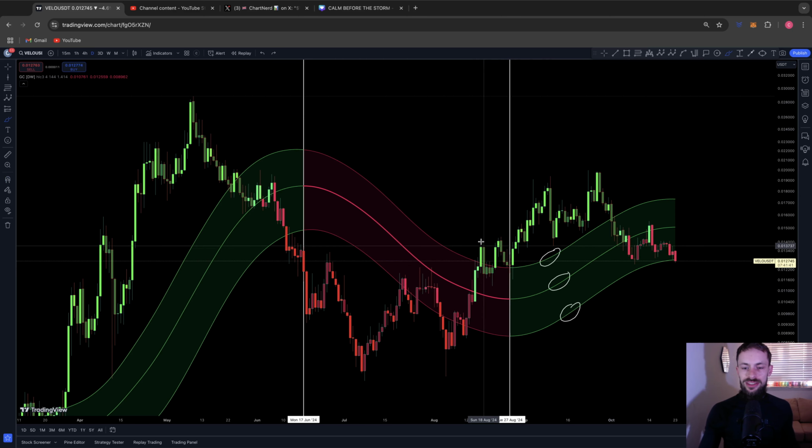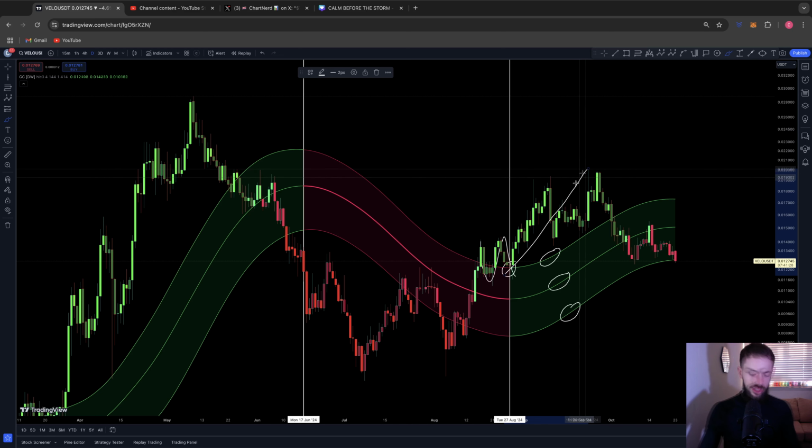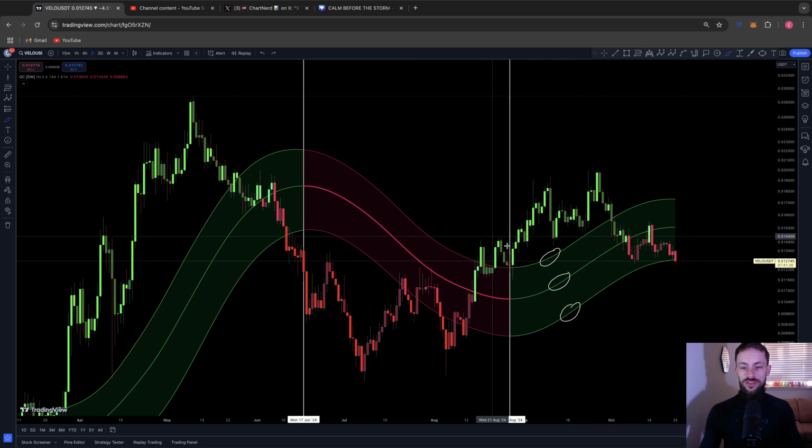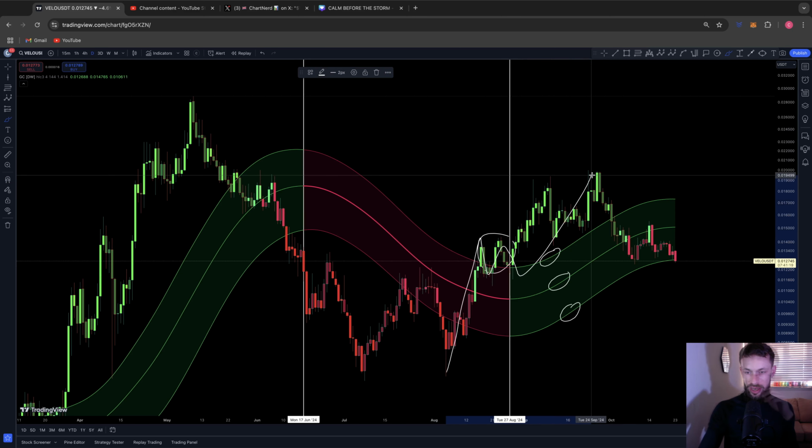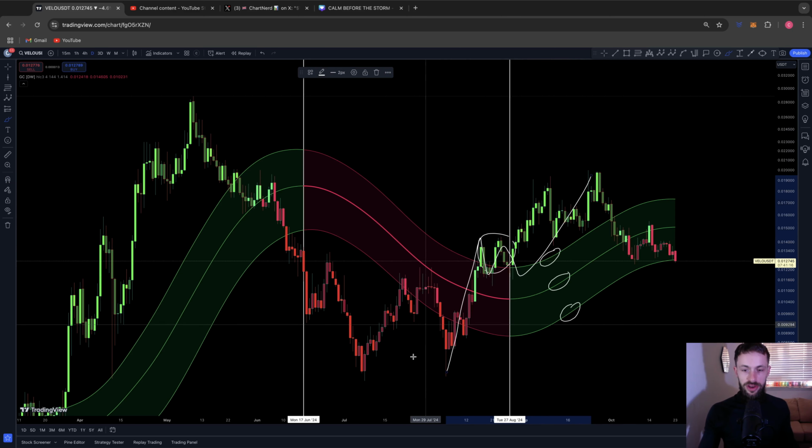Now when we did this, we had some sort of A, B, C correction on the day that this Gaussian channel flipped green. So the day that this flipped green gave the indication that we came back to support and we were looking for continuation of the trend. So we entered this trend after a bullish ABC correction, and then we got the continuation to higher highs within this period from our lows.